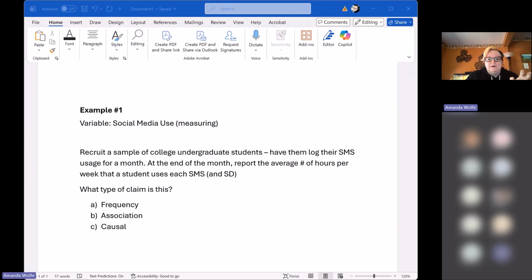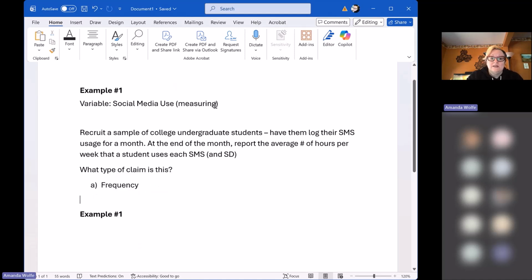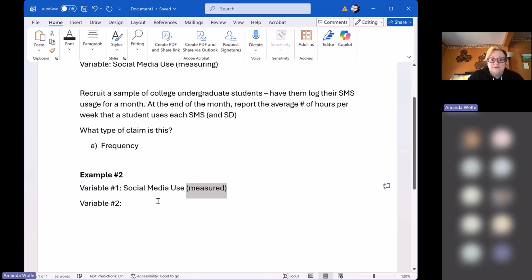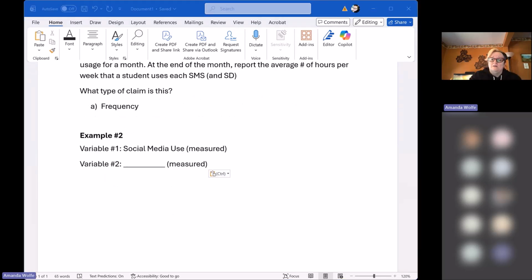So then let's talk about how we would change that into a correlation. The key part of how we change that into a correlation is that first, we're going to need a second variable. If we keep variable number one as social media use, we're going to have to pair it with another variable, okay? So we would need variable number two. Both of the variables in a correlation have to be measured. So whatever we pick also has to be measured, because in an association claim, which is what this is going to be, because correlations are always association claims. There's other ways that you can establish association claims, but correlations are always association claims and never causal claims.